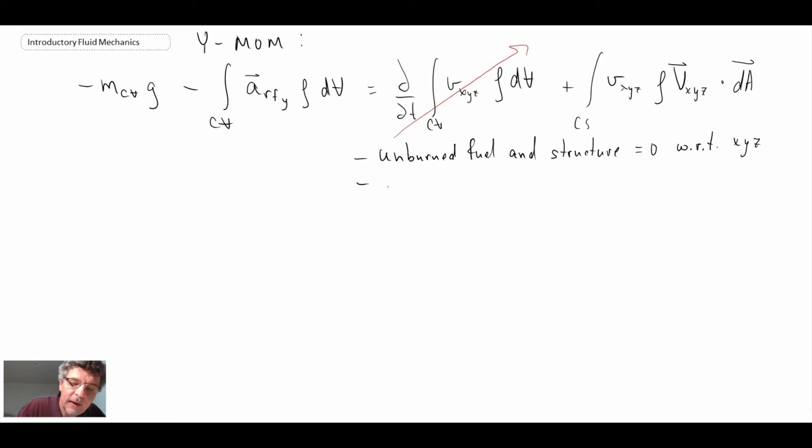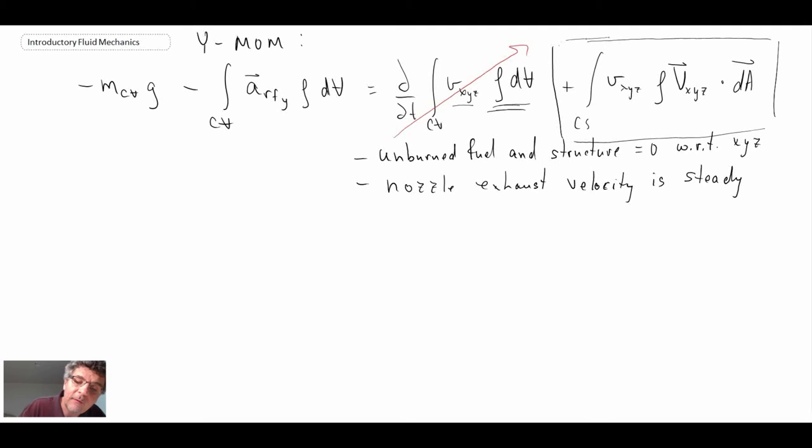And the other one is that the nozzle exhaust velocity is steady. So even though the mass is very large, we have a steady velocity more or less and a large mass that really is not changing that much with time. And consequently, with that, we can then make the approximation that the time rate of change of that term is small. So what that leaves us with then is this term here that we're going to take a look at and work a little bit more with. So let's look at that now.